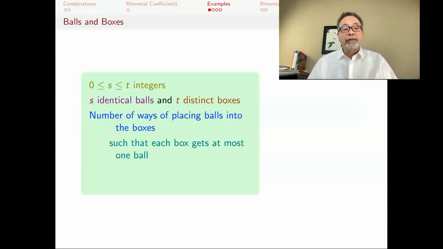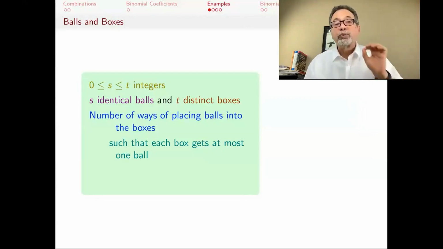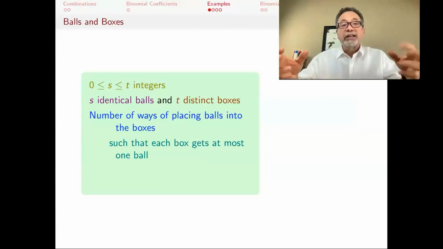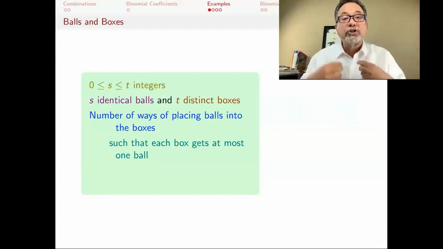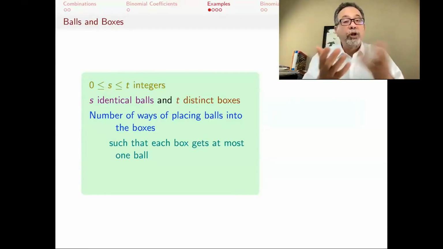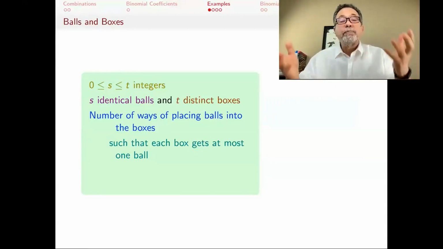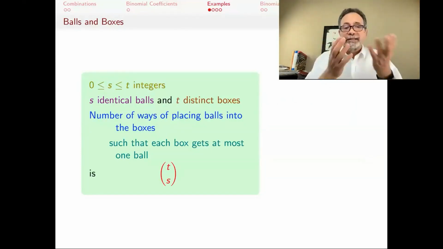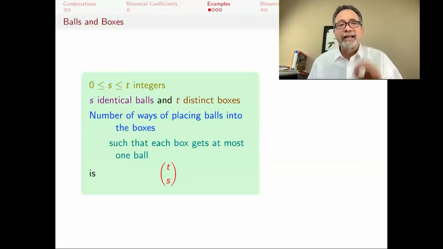How many ways can you place S identical balls into T distinct boxes in a way that each box gets at most one ball? And the answer is, if you place the balls in the boxes, all you've done is choose which boxes to put the balls in, because you can't put two balls in the same box. What you're doing is picking S of the T boxes to put the balls in. So the answer is T choose S. So T choose S counts the number of ways of placing S identical balls in T distinct boxes in such a way that no box gets more than one ball.